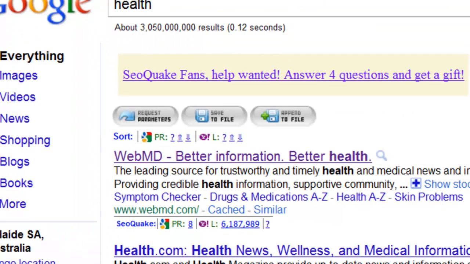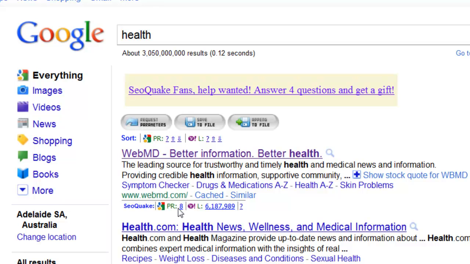Underneath each listing, SEO Quake has a number next to the PR and the links. You can see when I type in health into Google, that is an extremely competitive keyword phrase, and not one that I encourage you to go after unless you want to be waiting a good sort of 5 years to get to the top of Google, and you may never get there.